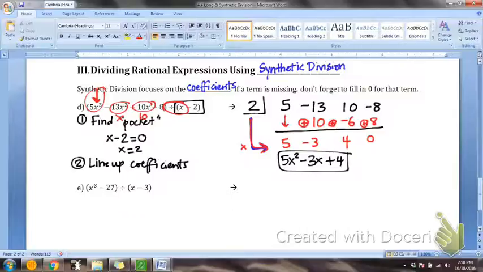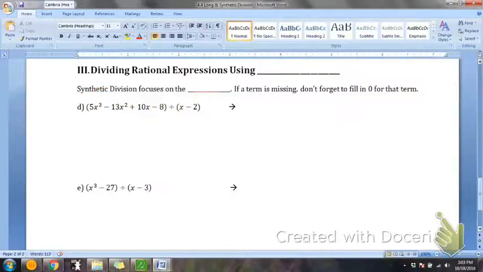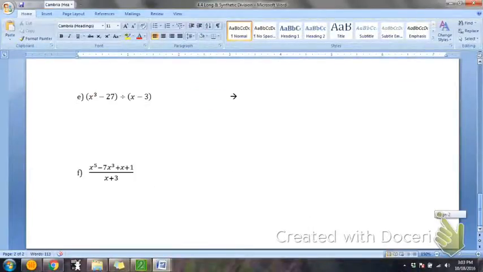Okay, let's try letter E, please. So step number 1 is to set up your pocket number. So again, you're going to do x minus 3 equals 0. Line up your coefficients, but what do you notice on this one? What are we missing? We're missing our x squared, right? So I would maybe put 0x squared, 0x over here so you know that you need to put in zeros for them.